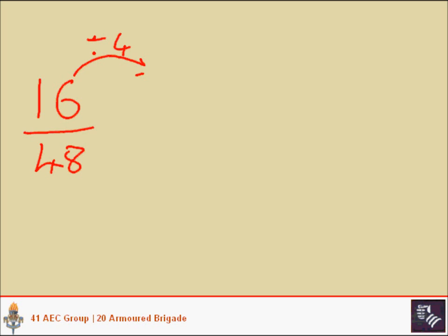Just to make sure we've got the right idea, let's have a look at another problem. The QM's department have just tested 48 respirators, and 16 of them failed. So what's the fraction? 16 out of 48 failed. Well, both can be divided by 4. So, 16 out of 48 divided by 4, so both the 16 and the 48 divided by 4 separately, becomes 4/12.